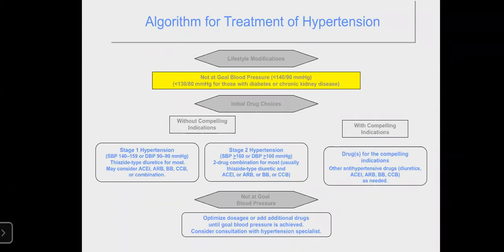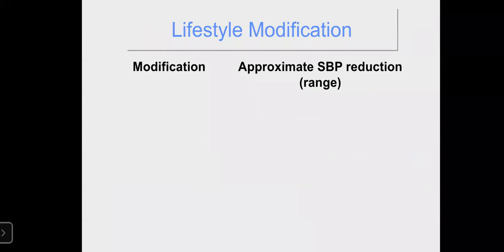Before we go to the lifestyle modification, if the patient is not at the normal or goal blood pressure, you have to optimize the dosage, add another antihypertensive, or seek consultation. So what are the lifestyle modifications? Weight reduction, adopt the DASH plan, dietary sodium restriction, physical activity, and moderation of alcohol consumption.